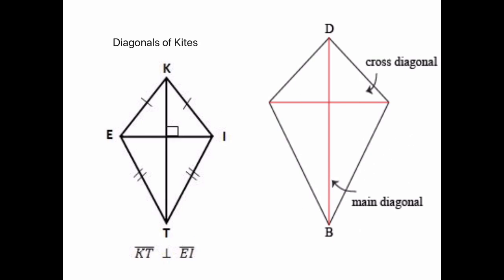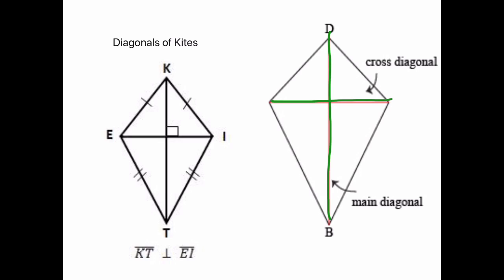When we're talking about the diagonals of kites, over here on the right-hand side, you'll see that there are two diagonals. The longest diagonal here is called the main diagonal, and the other one is called a cross diagonal. You won't see that all the time in geometry, but occasionally.